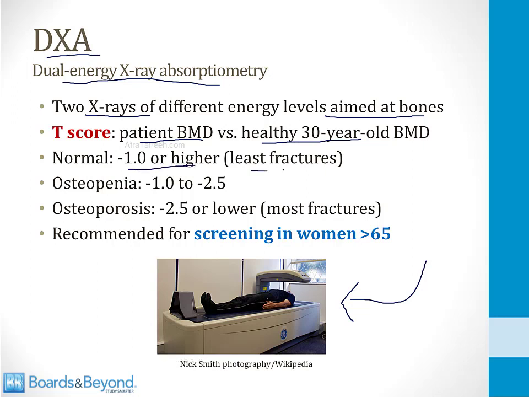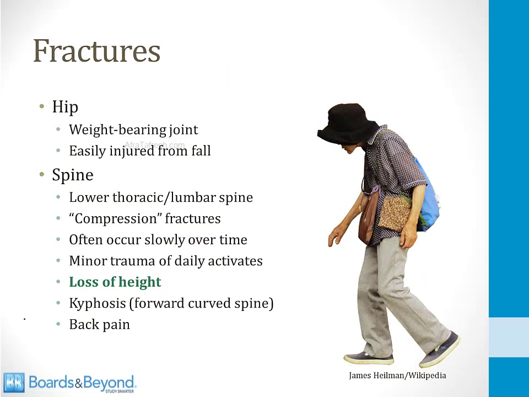These are the patients with the least fractures. Osteopenia is a T-score of minus 1 to minus 2.5, and osteoporosis is a T-score of minus 2.5 or lower. These are the patients who have the most fractures. And this is recommended for diagnosis in suspected osteoporosis. It's also recommended for screening in women over 65. If you screen them and determine that they have osteopenia or osteoporosis, you can start them on therapy and potentially prevent fractures. So people with osteoporosis can have fractures anywhere in their body, but there are a couple of classic locations you should know about.